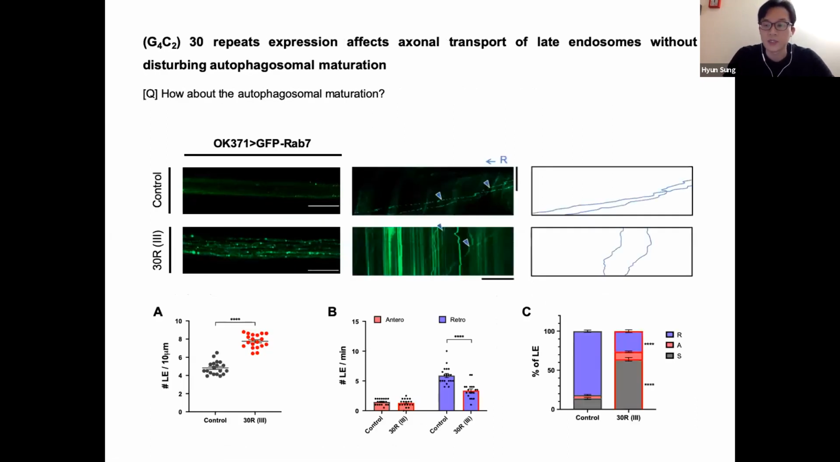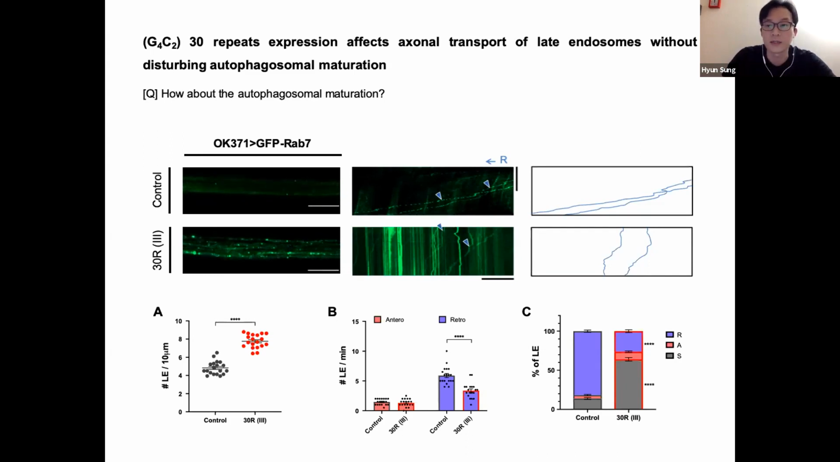The next step was to ask, how about the maturation? There is a small number of autophagosomes, but how about autophagosomal maturation? Because autophagosomes start to develop in the distal part, and they normally travel retrogradely. During their retrograde transport, they can fuse with the late endosome to develop into an amphisome, and fuse with the lysosome to develop into an autolysosome.